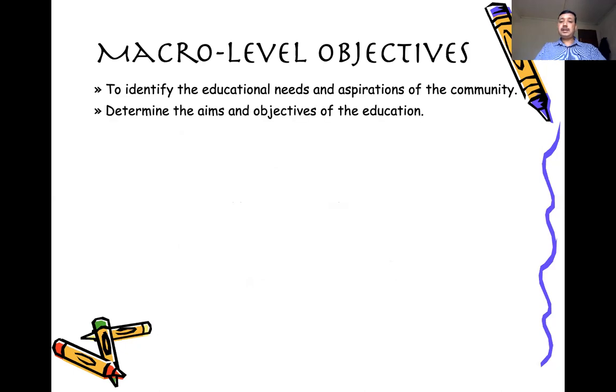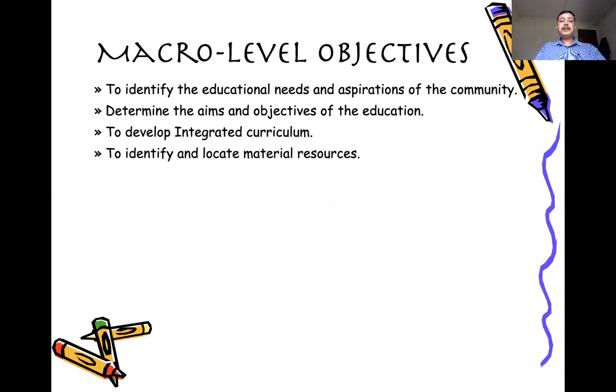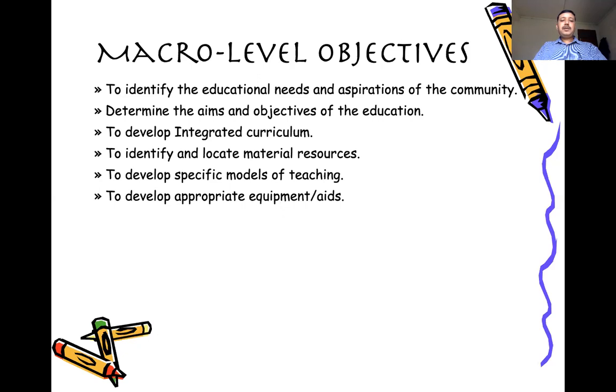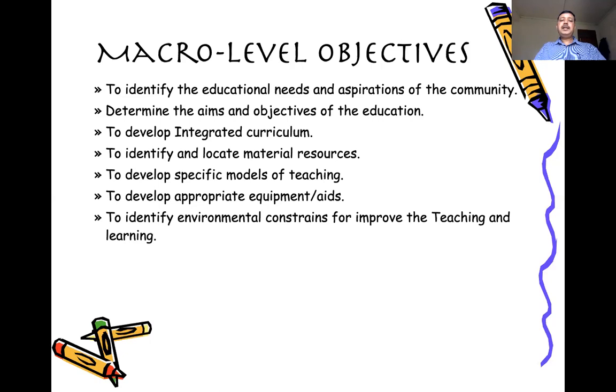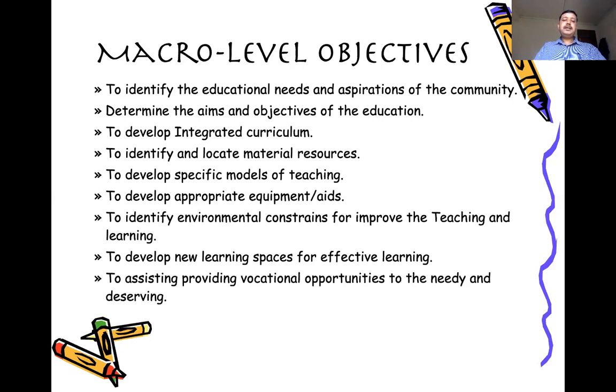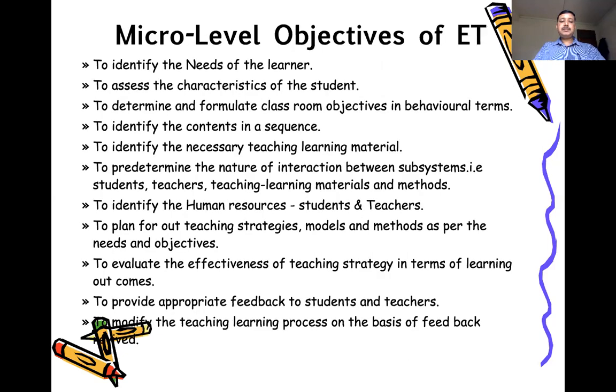Micro level objectives are to identify the educational needs and aspirations of the community, determine the aims and objectives of the education, to develop integrated curriculum, to identify and locate material and material resources, to develop specific modes of teaching, and to develop appropriate equipment or aids, to identify environmental conditions to improve teaching and learning, to develop new learning spaces for effective learning, to provide vocational opportunities to the needy and deserving, to manage the entire education system, to modify the teaching learning process on the basis of feedback.